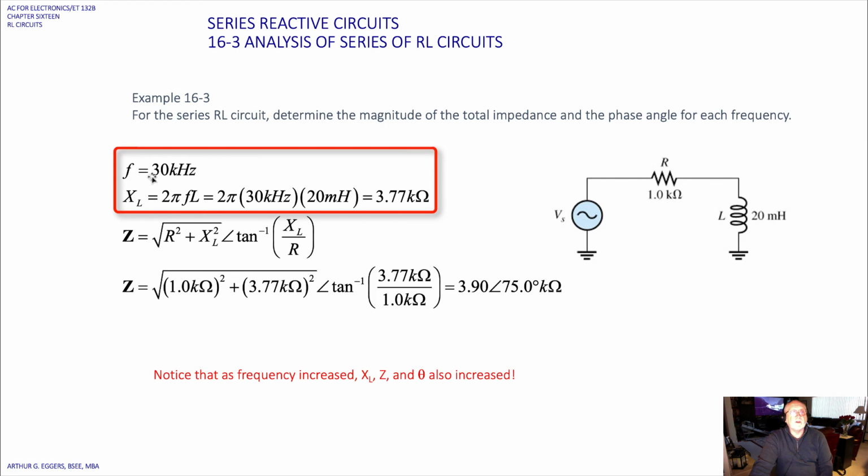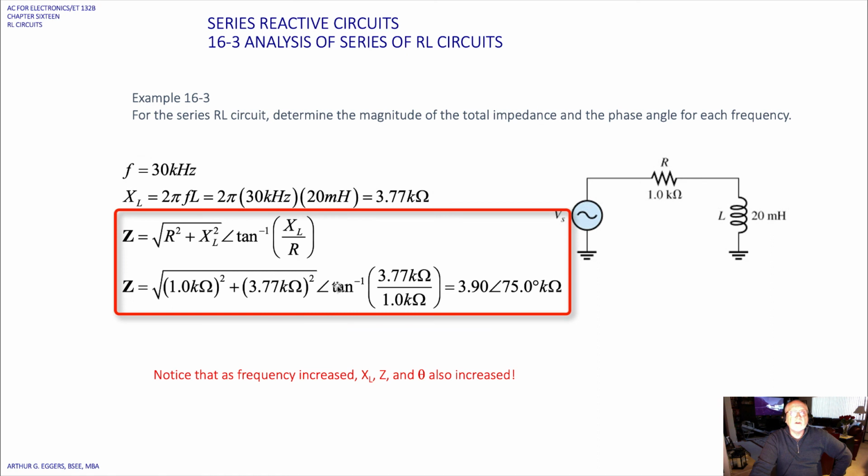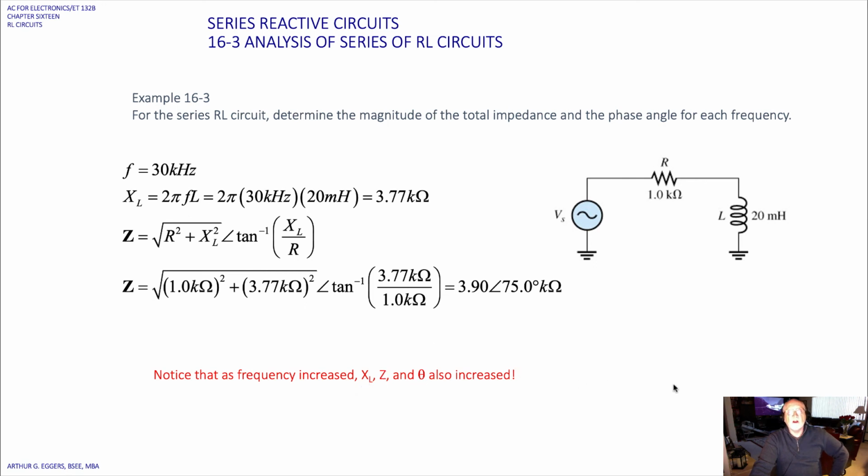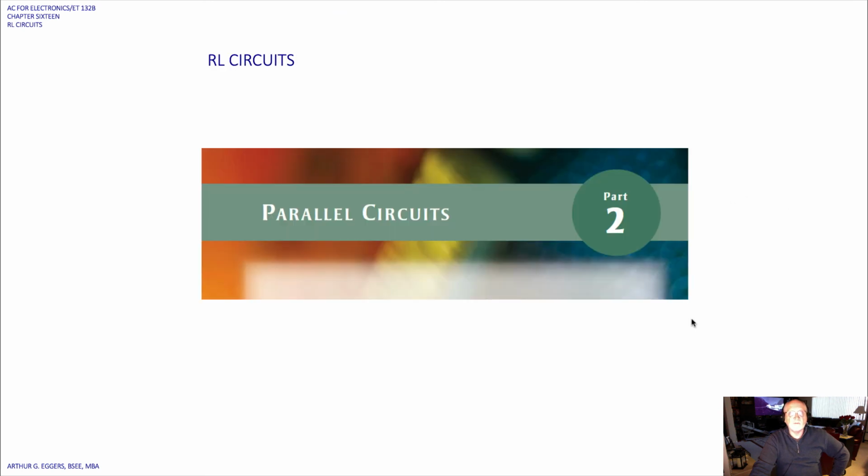Now we're bumping up to 30 kilohertz. At 30 kilohertz, our inductive reactance is 3.77 k ohms. Run it through the conversion. Now we have 3.90 k ohms at an angle of 75 degrees. So we notice that as the frequency increased, X sub L, Z, and theta, the phase angle, also increased. All because of this dependence on the frequency and as the frequency changes. So when we come back, we'll look at parallel circuits.